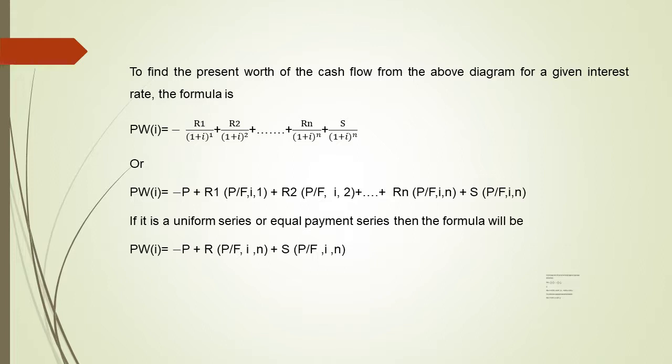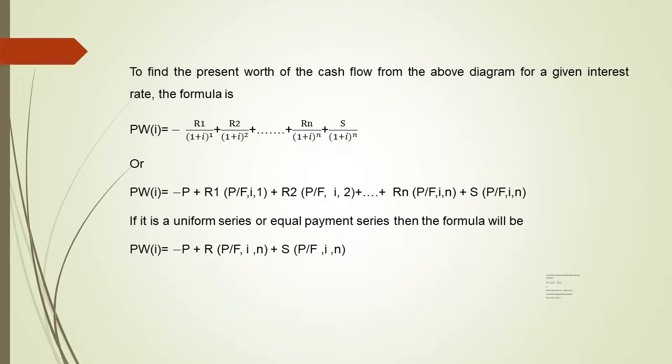Or you can rewrite PW of I is equal to minus P plus R1 into P by F comma I comma 1 plus R2 into P by F comma I comma 2 plus, till n, Rn into P by F comma I comma n plus S into P by F comma I comma n.